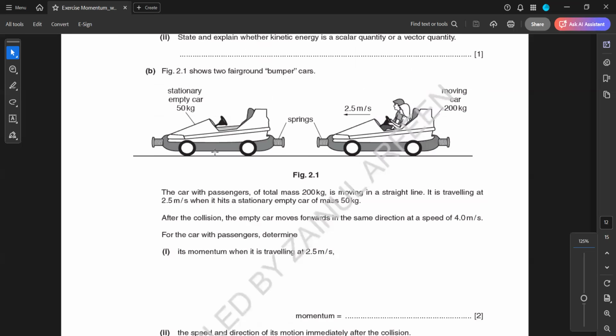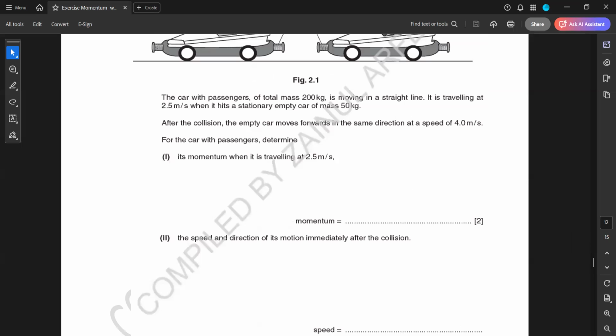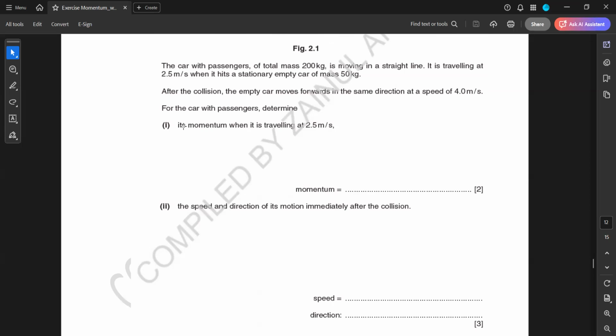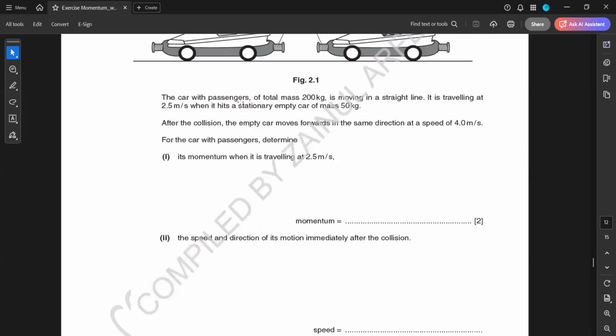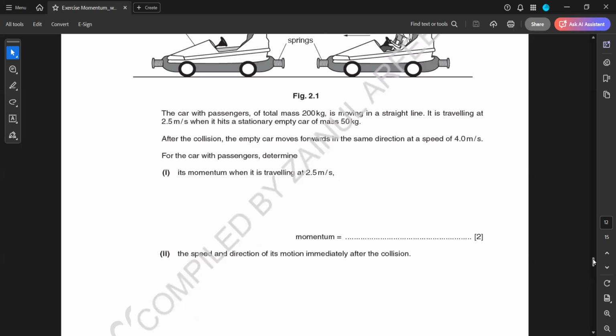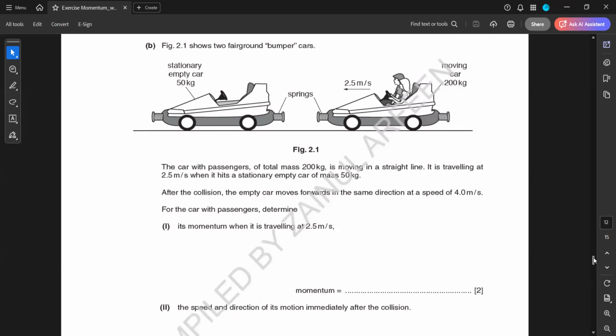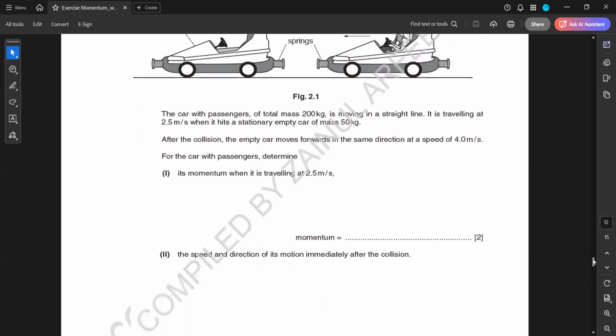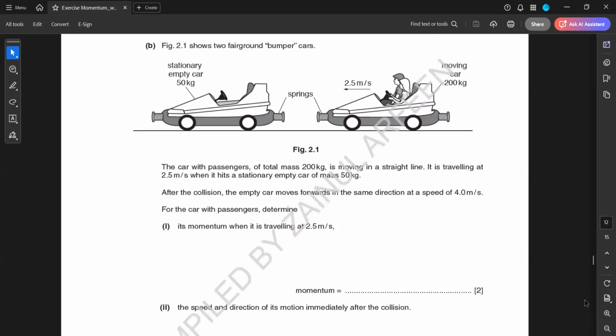In the first part, they mention that we have a stationary car, and there's a car without passenger. The empty car is there, which is stationary as well in the beginning, and there's a car which is moving. After the collision, the empty car moves forward in the same direction with a speed of 4 meters per second. For the passenger car, we have to first determine the momentum.